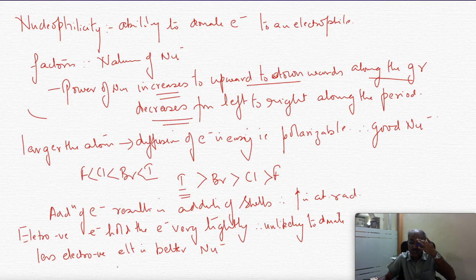As we go, suppose carbon, nitrogen, oxygen and fluorine. Fluorine is highly electronegative, then oxygen, which is more electronegative than nitrogen, which is more electronegative than carbon. That means I can say an oxygen-related group is a better nucleophile as compared to fluorine. Similarly, a nitrogen nucleophile is better than oxygen.